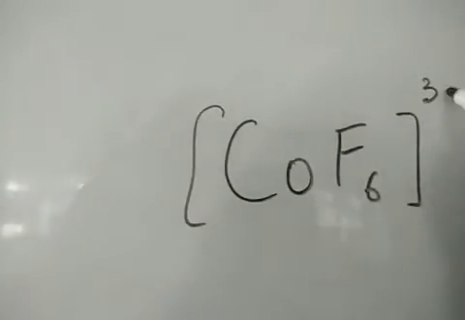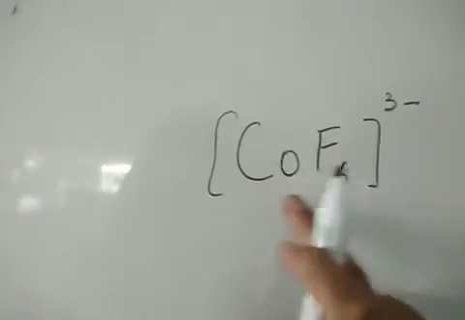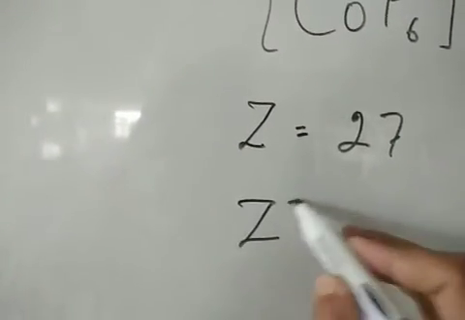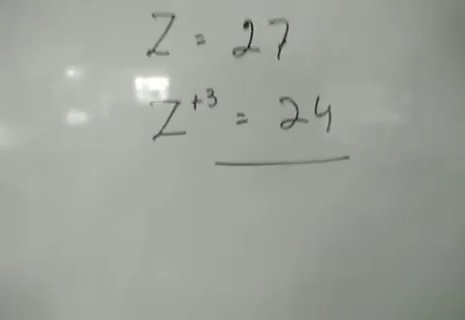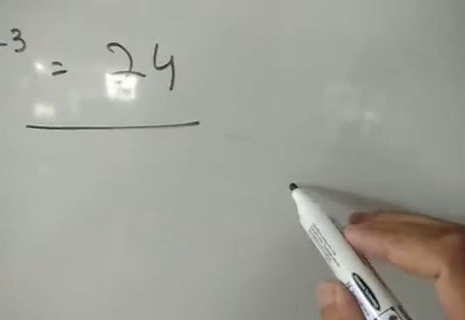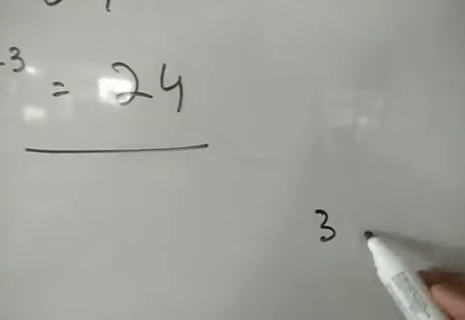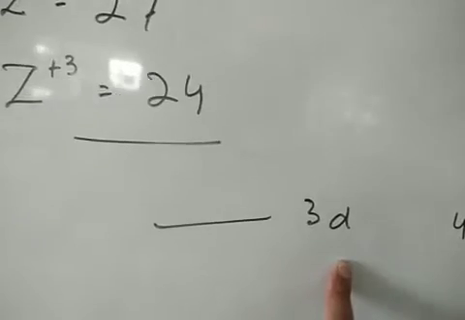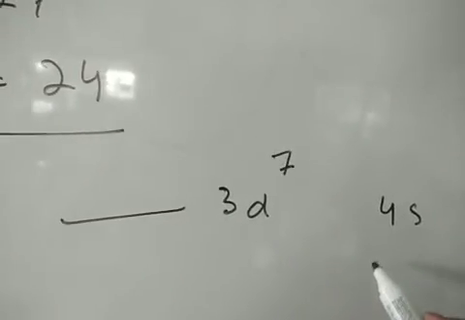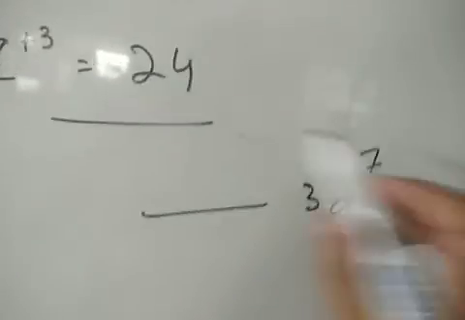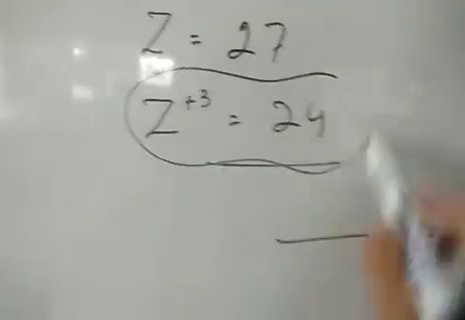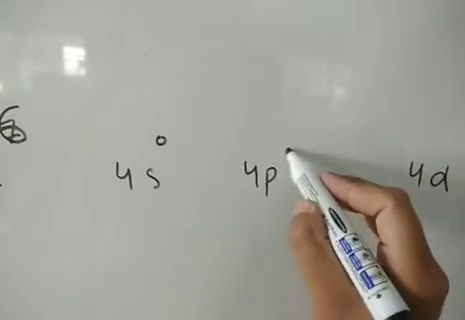Hexafluoride, 3 negative. The oxidation state of cobalt here is +3. If we take its original atomic number Z, that is actually 27. So Z for Co3+ is equivalent to 24. If we write its electronic configuration, we have 3d, 4s, 4p and 4d. In case of 3d we have a total of 6 electrons because you got 24, and here we have 0. So 3d is 6, 4s is 0, 4p is 0 and 4d is 0.